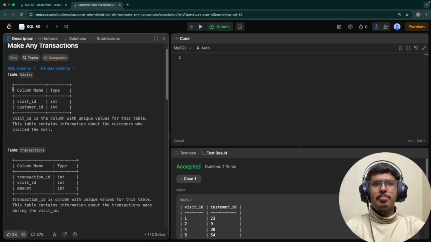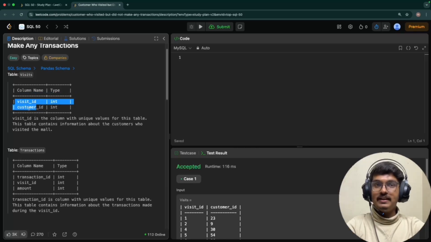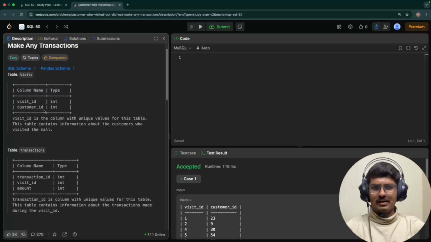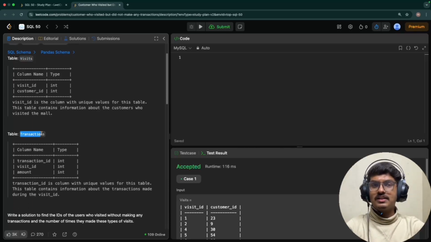We are given two tables, one is visits and the other is transactions. In the visits table we have the visit id and the customer id of the customer who visited. The other table is transactions, where we have the transaction id, the visit id and the amount. These two tables are linked via a common attribute, visit id, which is the foreign key.